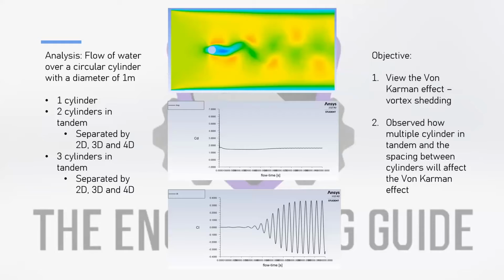And all these simulations are going to be broken up into multiple videos. This first video is going to be dedicated to the one cylinder and is going to be the longest video simply because I'm going to go step by step through the details of how to set up the simulation and how to get the results that we want to attain in order to see the von Karman effect occur. All that being said, let's jump right into it.